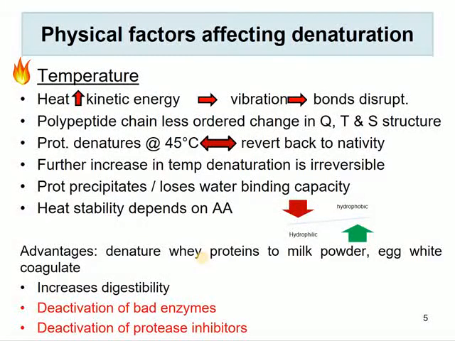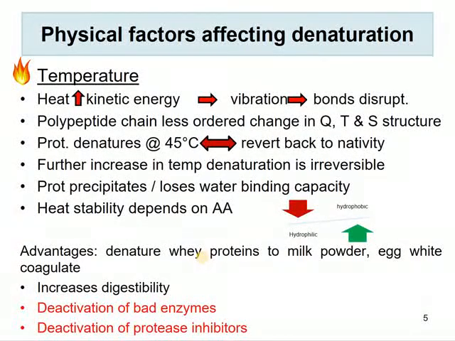And then that vibration leads to disruption of the bonds. Depending on the extent of that heating, if the heating intensity increases, the vibration becomes violent, and then it's much easier to disrupt those bonds. When that happens, the polypeptide that was closely packed becomes less ordered, because there's a change in its quaternary, tertiary, and secondary structure.